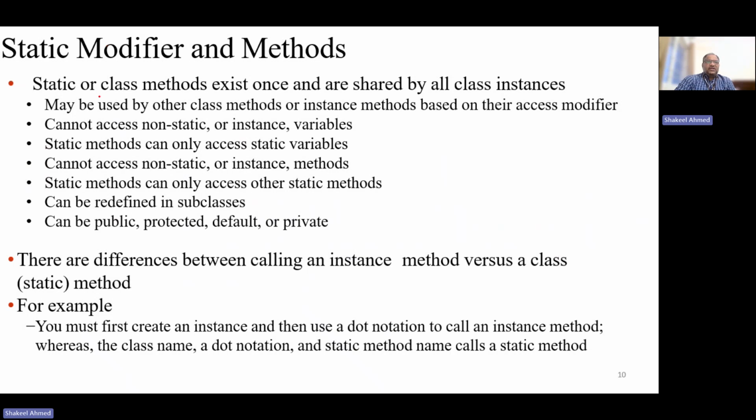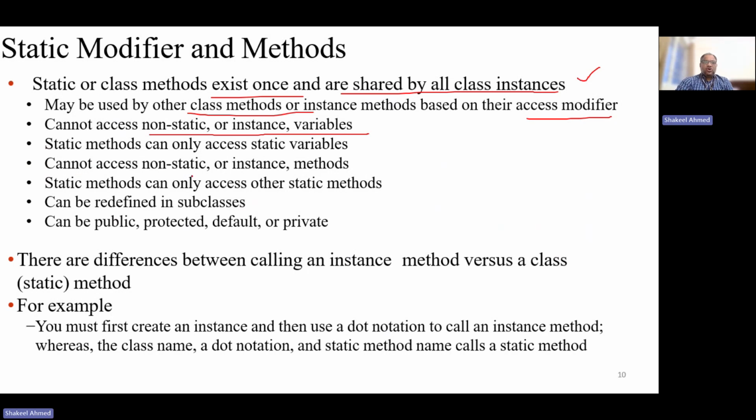So the conclusions here: static or class methods exist once, so they are shared by all the class instances, and may be used by other classes' methods or instances based on the access modifier. They cannot access non-static or instance variables. Static methods can only access static variables. So these are the points that you need to note down.